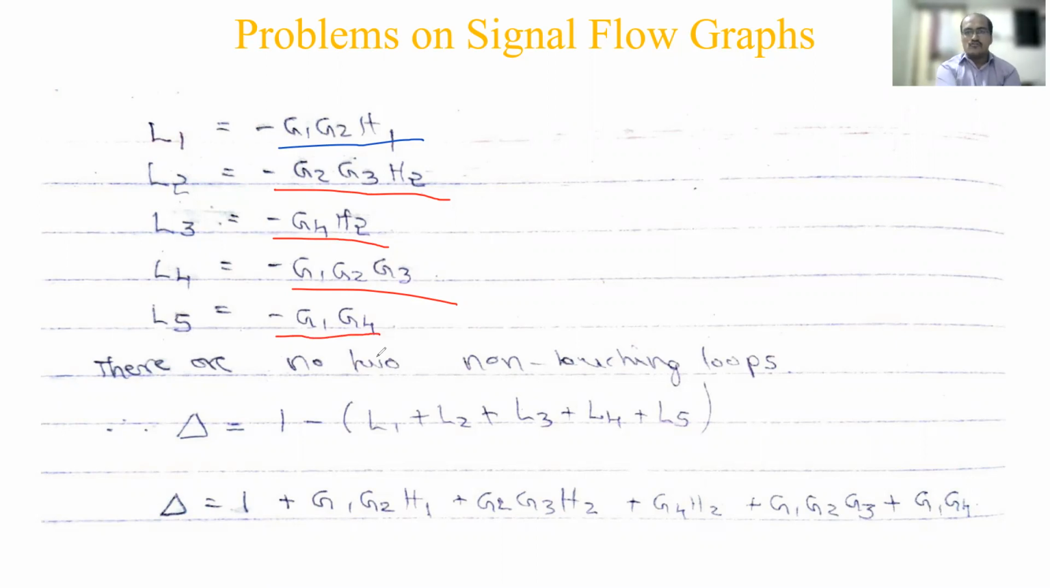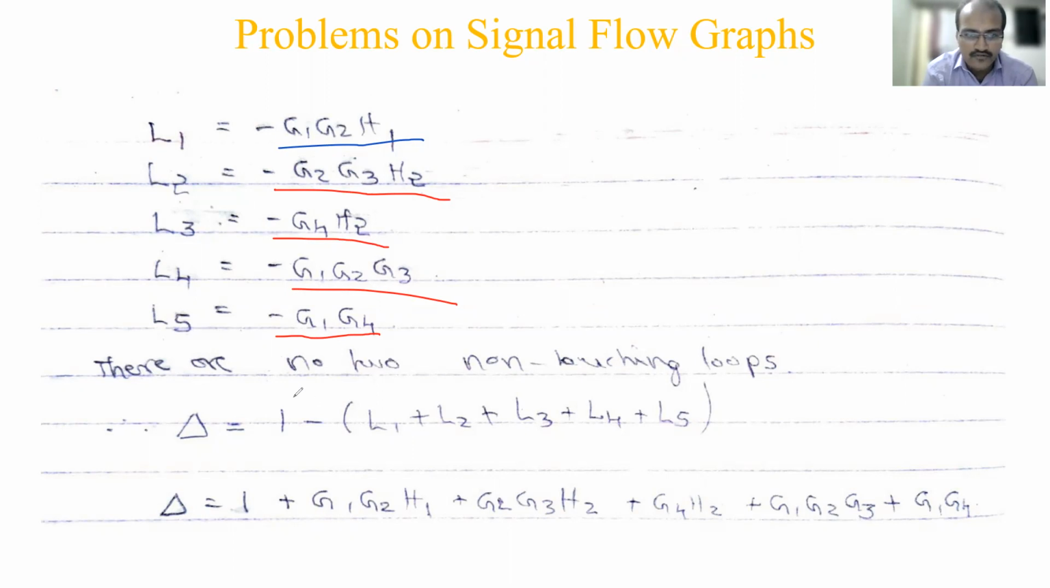So how many non-touching loops are there here? No two non-touching loops, because one loop to the other loop, they are touching, right? Because all things are common. And even all the paths are touching one or the other loop here. So there are no independent loops or two non-touching loops like that. So that's why delta 1 and delta 2, only two paths you have now, both are equal to 1.